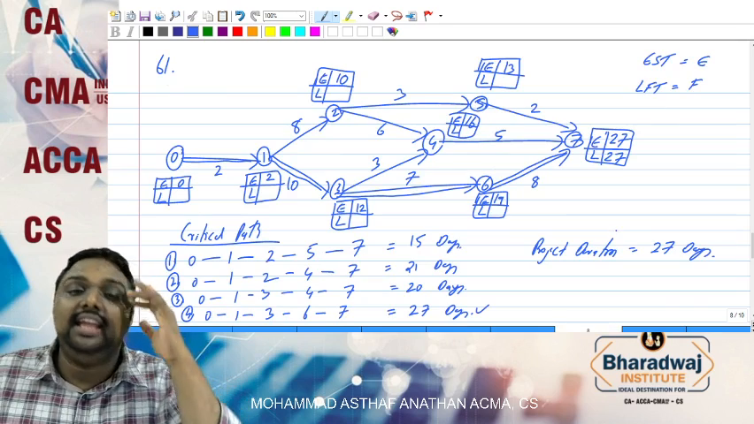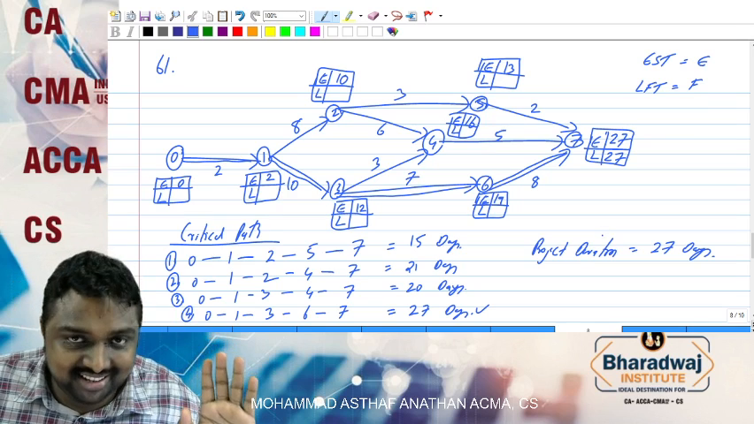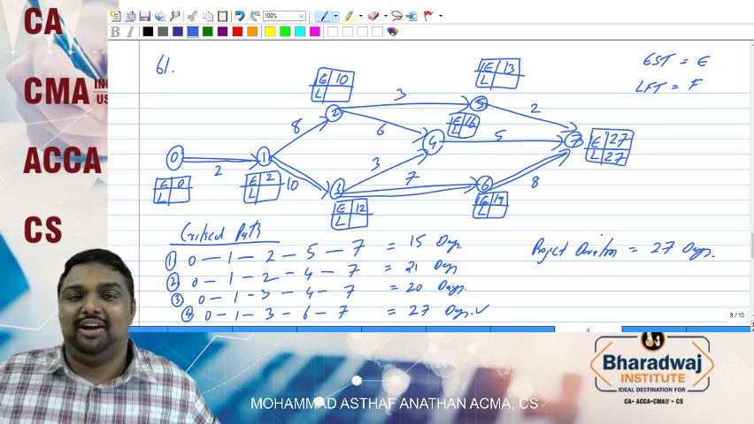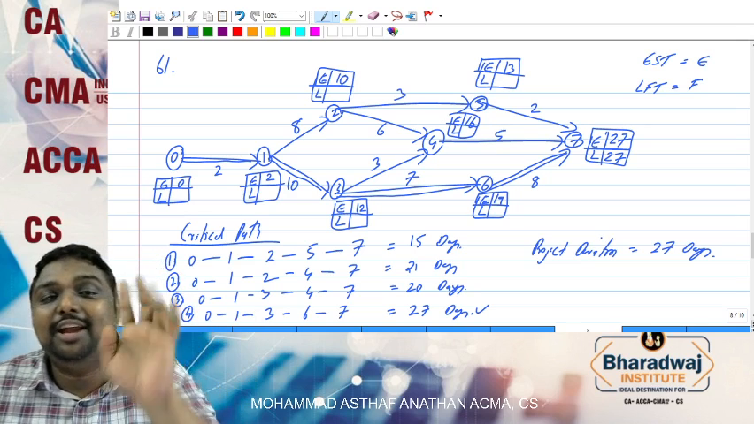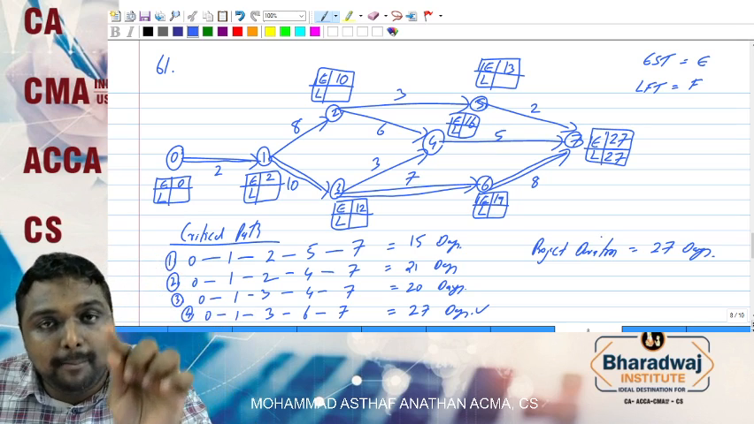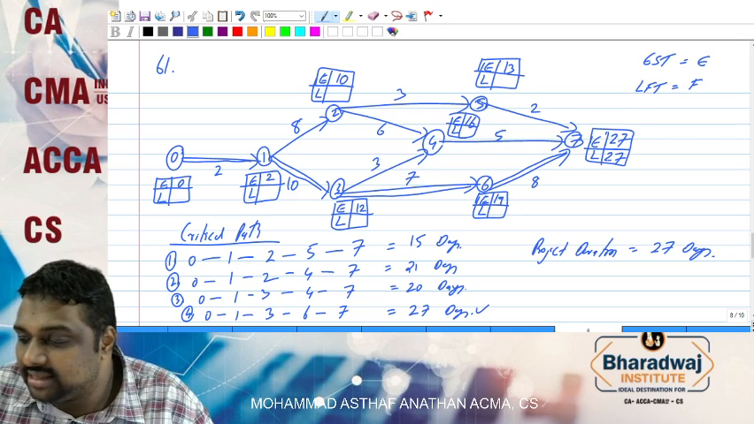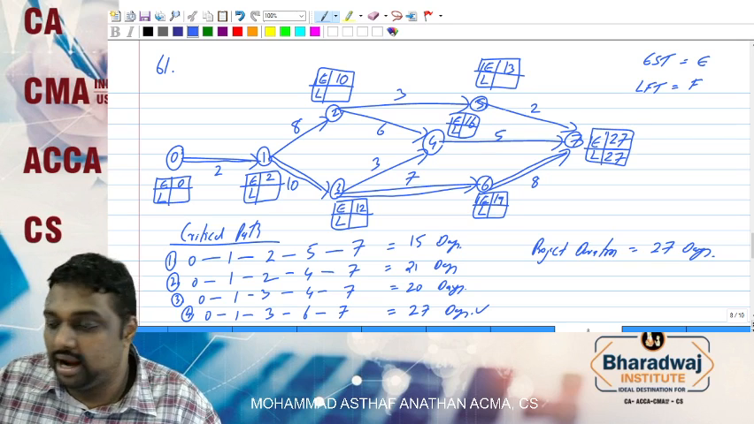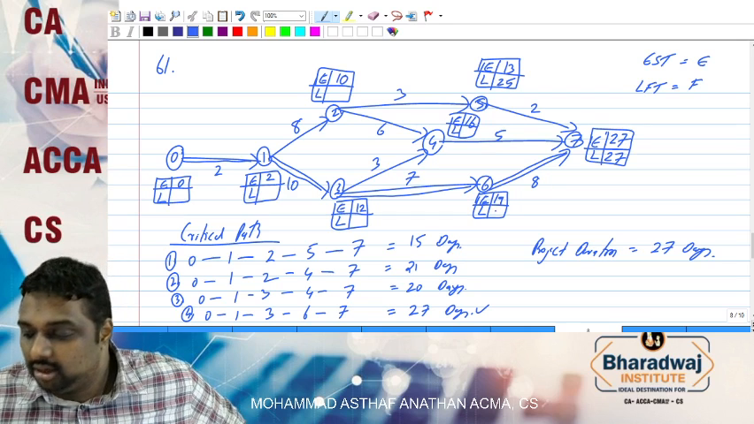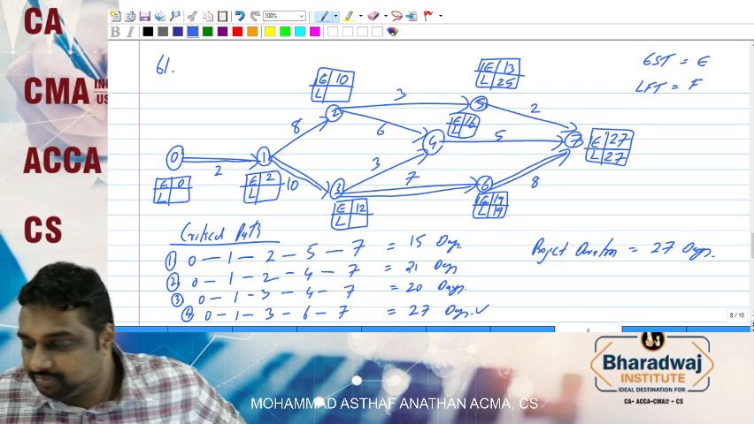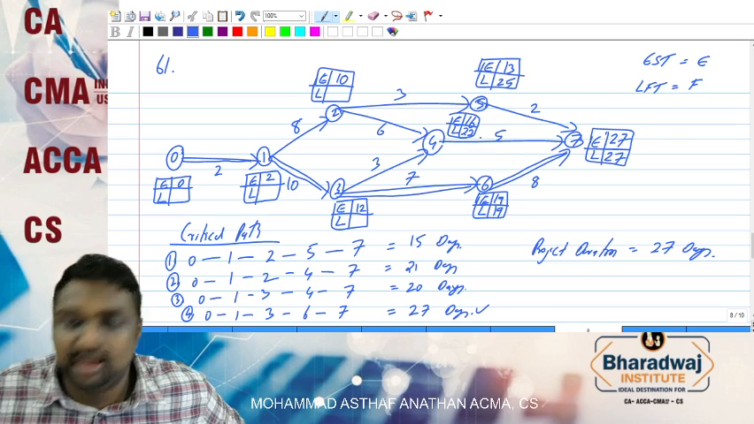Now for getting E value, we go forward by adding duration. Just the opposite we have to do. That is, we have to go backward by reducing duration. We have to come backward by reducing duration. So 27 minus 2, what do you get? 25. 27 minus 8, you get 19. 27 minus 5, you get 22.